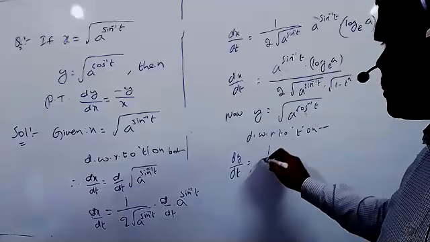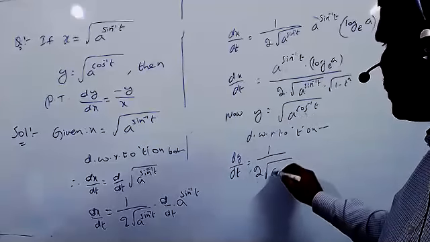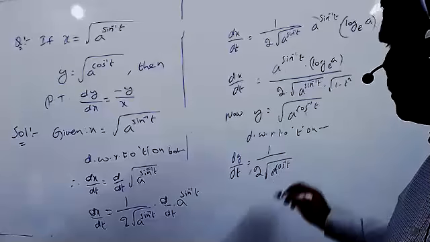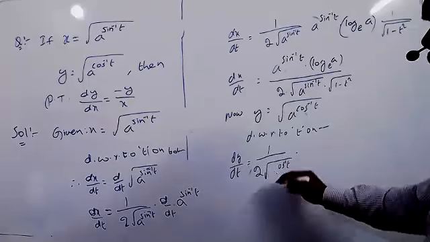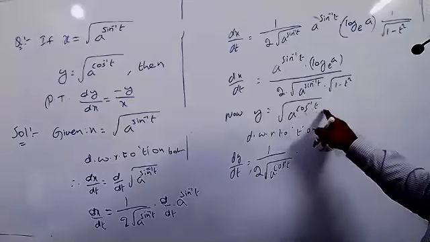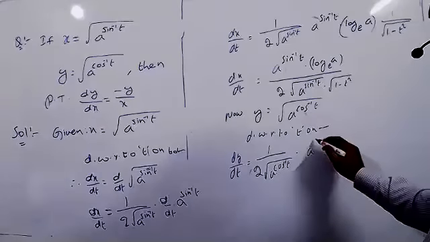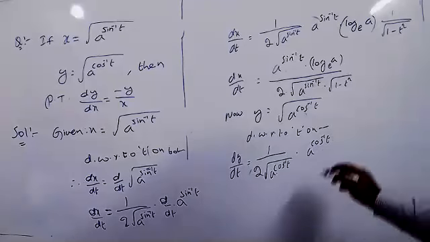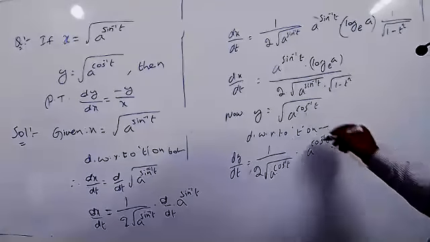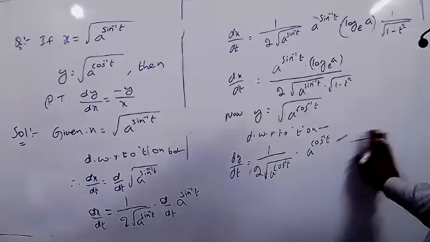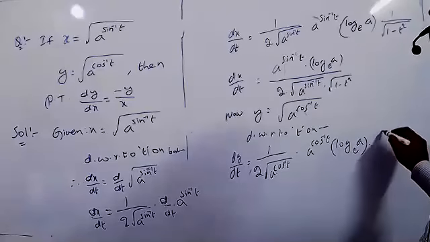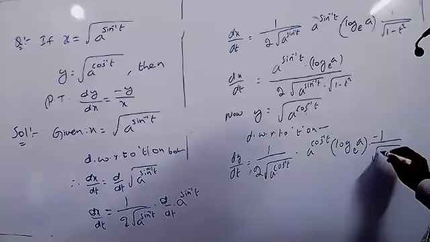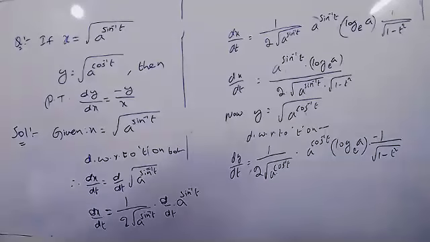differentiation of root x, again the same thing only. This is 1 by 2 into root of a power cos inverse of t, into again the differentiation of this value, that means d by dt of a power cos inverse t. This also you can write: a power cos inverse of t into log a base e into differentiation of cos inverse t, which is minus 1 by square root of 1 minus t square.